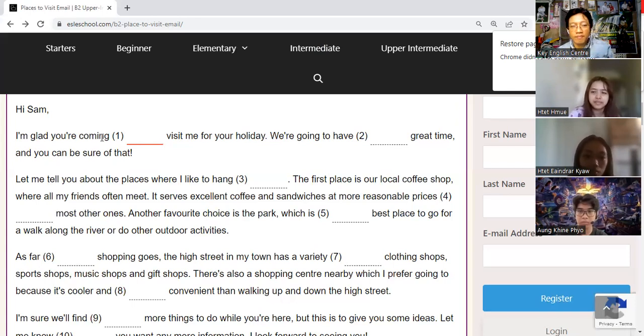I'm happy you are coming. Okay. I'm glad you are coming. I'm pleased you are coming. Visit me for my holiday. We are going to... one vocabulary. What do you want to put here? To fill here? I'm coming to. Two, yeah. Coming to, all right? Coming to visit me. And then how about number two?